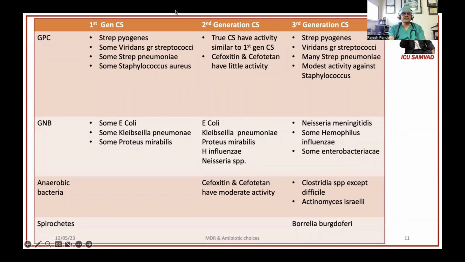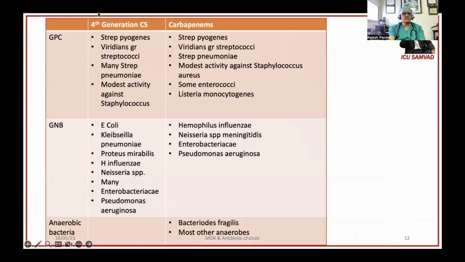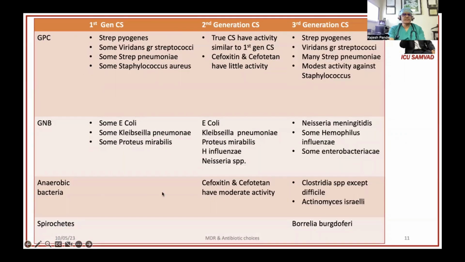Now, another group which is the commonly used antimicrobial therapy in intensive care units, that is the cephalosporins. So we have the first, second, and third generation of cephalosporins, and you can see the spectrum. So as you can see, the third generation, which are the most commonly used, they cover a lot of gram positives, gram negatives, including some Enterobacteriaceae, and also cover anaerobes, which are Clostridia species, except difficile, and Actinomyces israelii. And they also cover the spirochete, Borrelia burgdorferi.